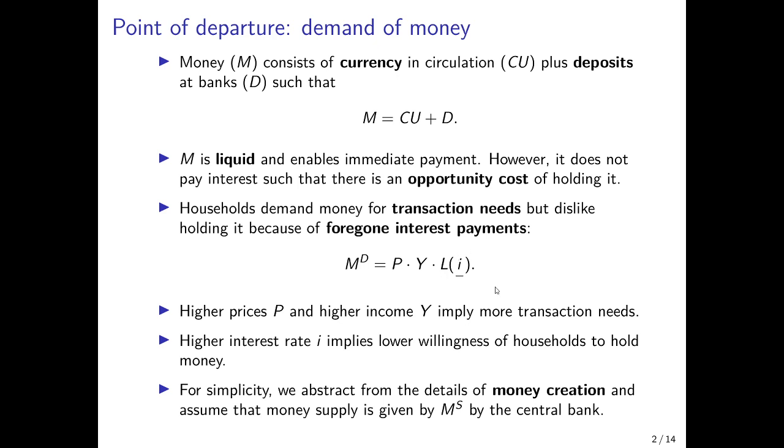And a certain liquidity preference function that determines how much individuals like to have liquid assets at their disposal. And this liquidity preference depends negatively on the interest rate to capture this opportunity cost effect that I mentioned before. So if the interest rate goes up, this L function goes down and people demand less money.